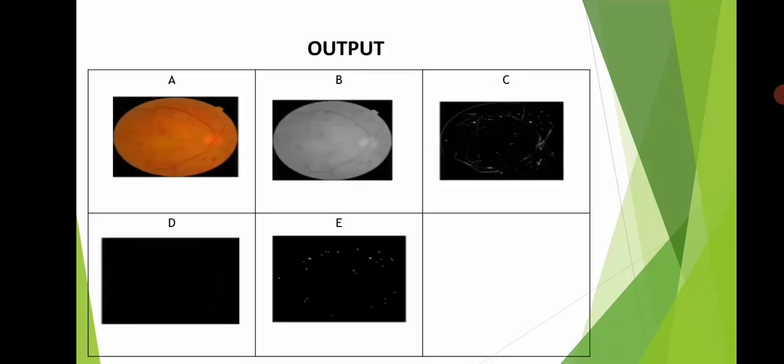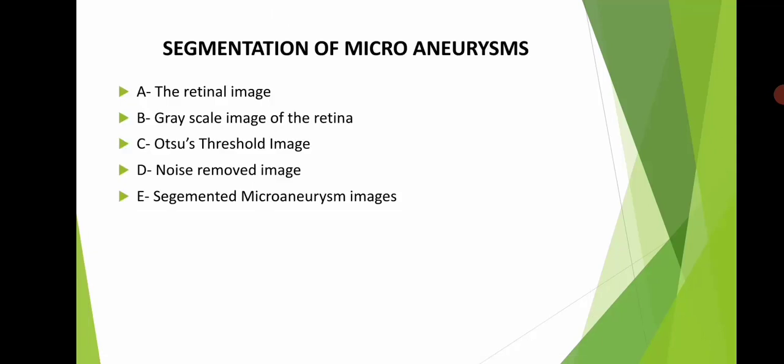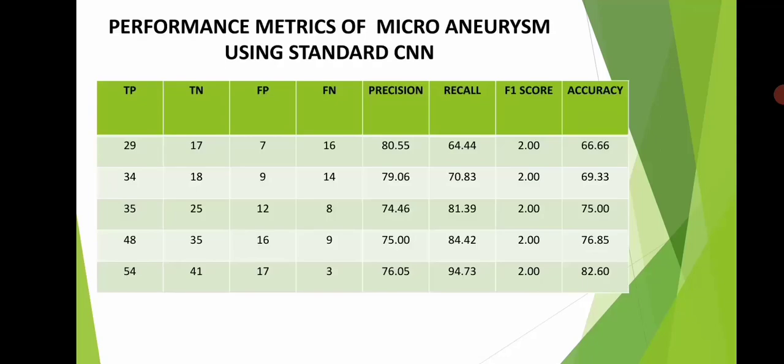This slide represents the output of the extracted microaneurysms. This slide explains how microaneurysms are segmented in the previous slide. The first image is the retinal image. The second image is the conversion of the original image to the grayscale image. The third image is the Otsu thresholded image. Noises were removed using edge detection in the fourth stage. Finally, the microaneurysms are extracted.